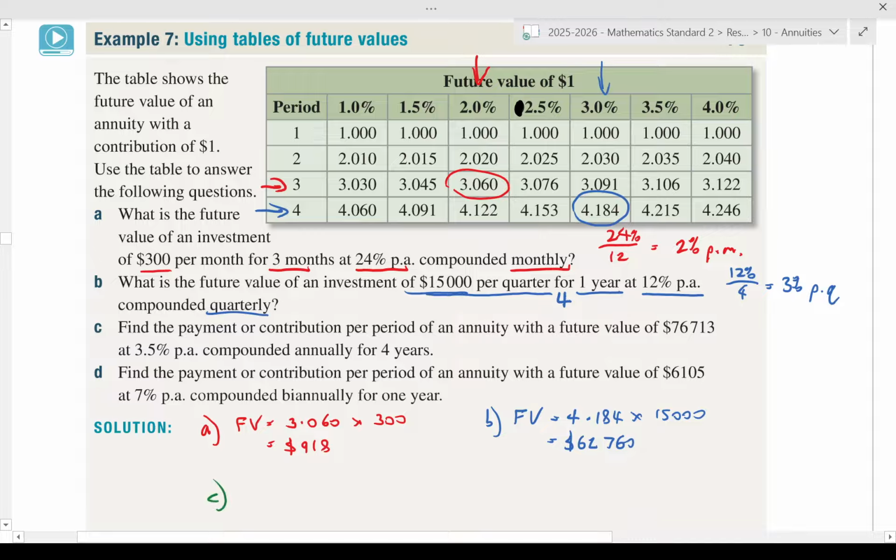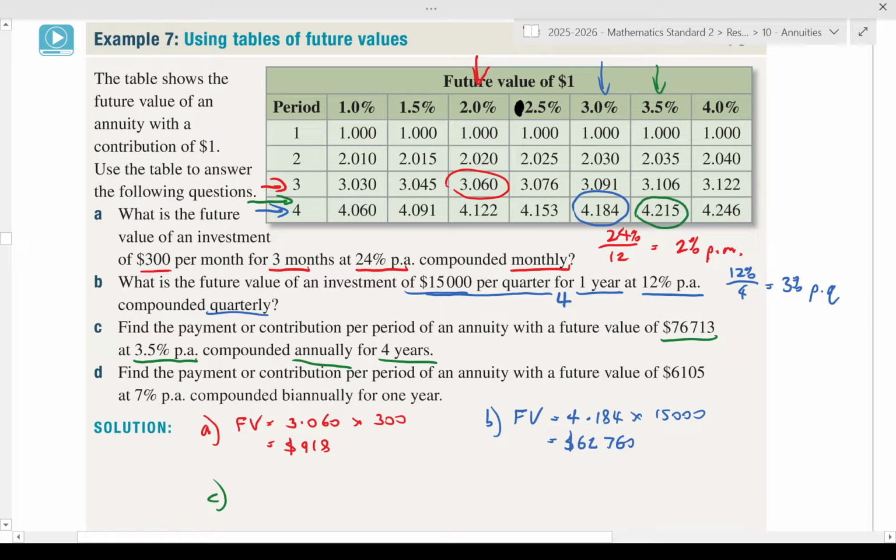Question C, this one we have to find the contribution or the payment of an annuity which already has a future value. So we already know what the future value is. But we've got 3.5% compounded annually, 4 years. So we don't need to change that. That's great. So we're doing 4 years. So we're again on this number 4, but we're on 3.5% this time. So that is our value.